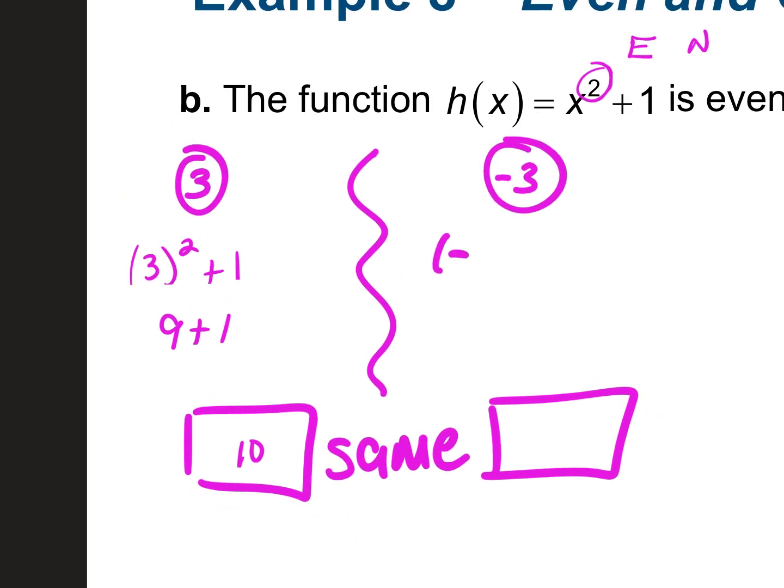Now I'm going to plug in negative 3. Negative 3 squared plus 1. Negative 3 squared is 9, and 9 plus 1 is 10. Are those two the same? So your function is even. And that is all I need to see.